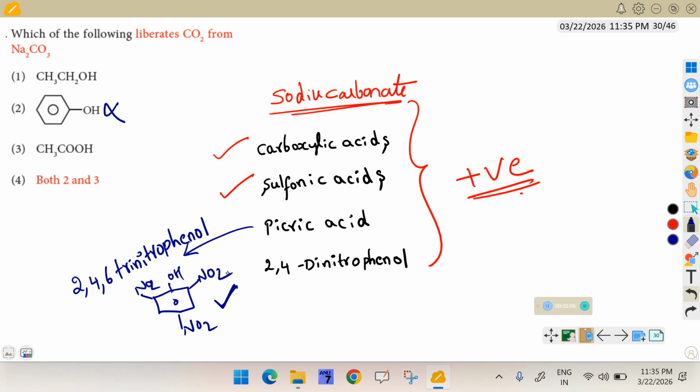Why? Due to the presence of 3 electron withdrawing groups, the acidic nature abnormally increases. So based on that, alcohols do not give it because alcohols are weaker acids compared with sodium carbonate. Phenol is also weaker. Carboxylic acid is strong.